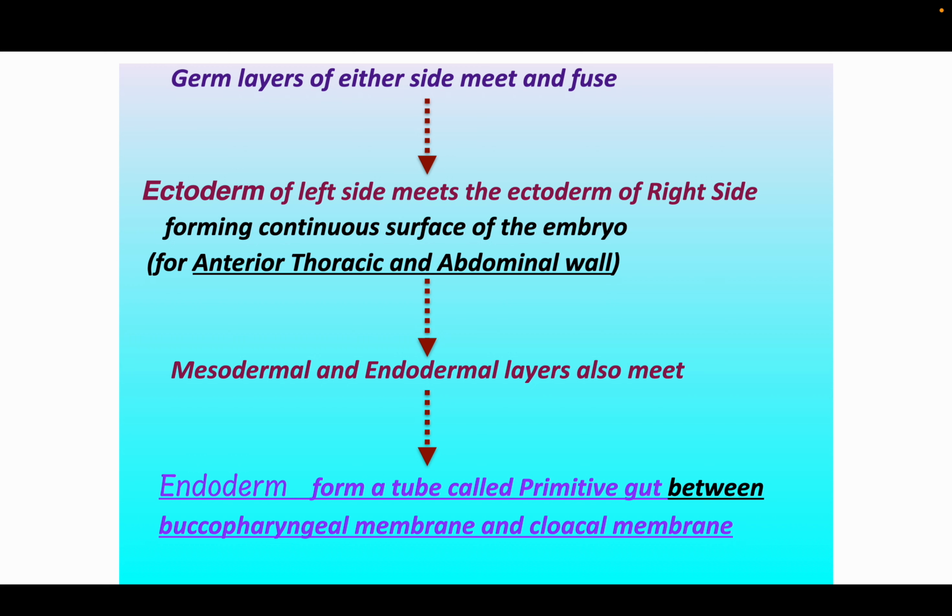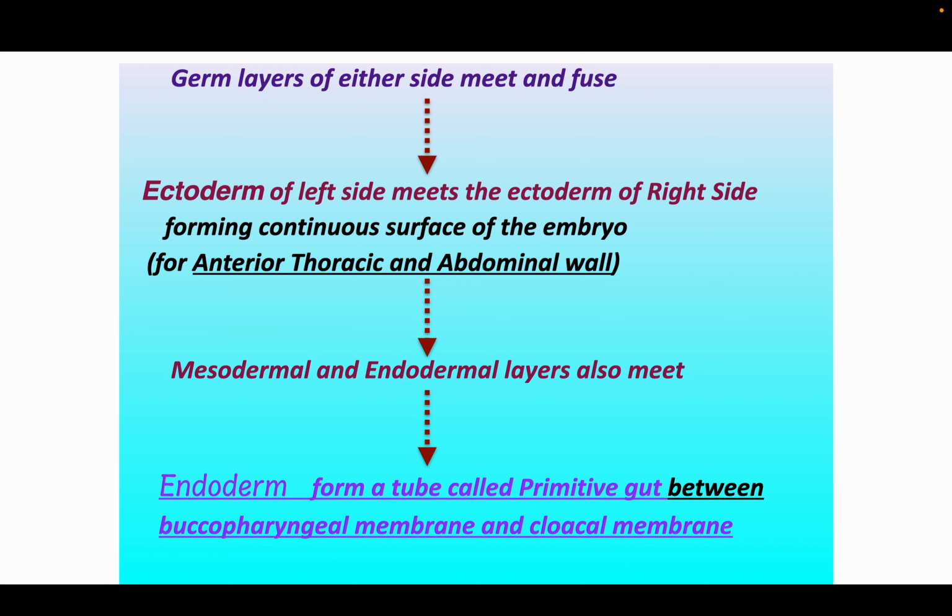Now the germ layers of either side meet and fuse. We know there are three germ layers: ecto, endo, and mesoderm. They meet as the folding is happening, on either side. So the ectoderm of the left side meets the ectoderm of the right side, forming the continuous surface of the embryo, which we call the anterior thoracic and abdominal wall.